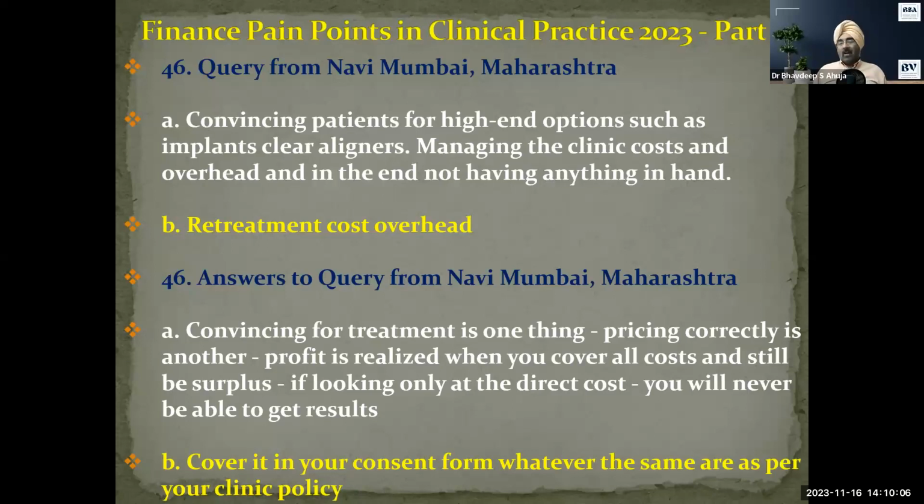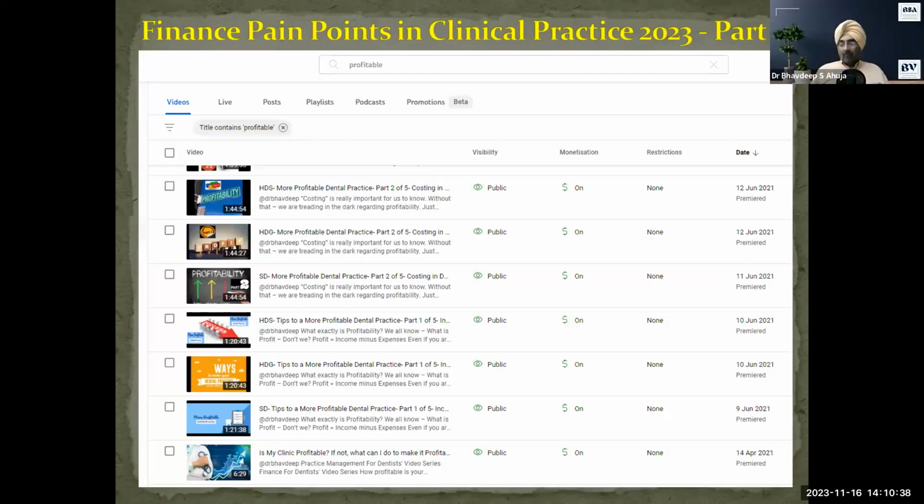Profit is realized when you cover all those costs, direct and indirect, and still are in surplus. If you are looking only at the direct cost, then you are never going to earn much money out of it. So it is always better that the cost analysis starts from an understanding of the numbers. Start assessing what all direct and indirect costs are incurred. And I'll come back to your B part question afterwards.